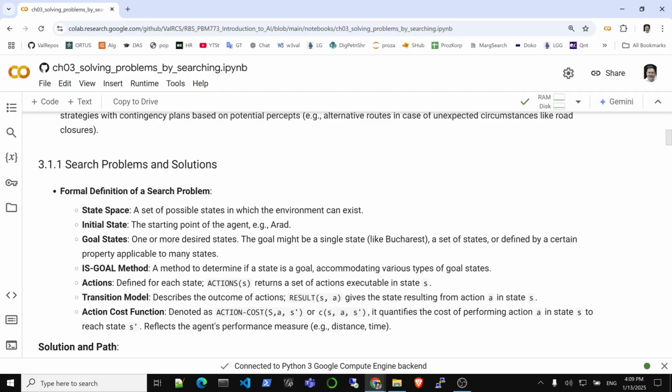And we need those for evaluating how well we are doing: how much money, how much time, how much gas, or whatever resource, electricity, our agent spends on actually achieving the goal. So that's a formal definition again.